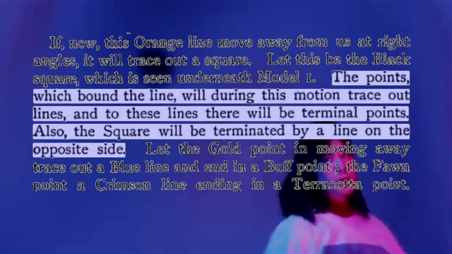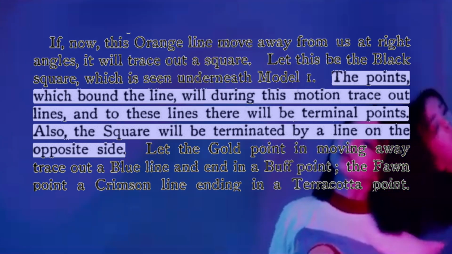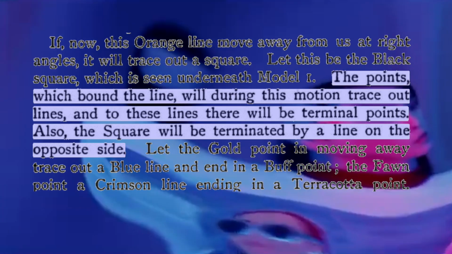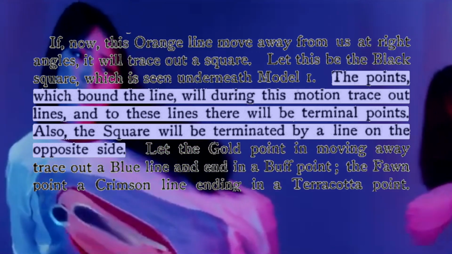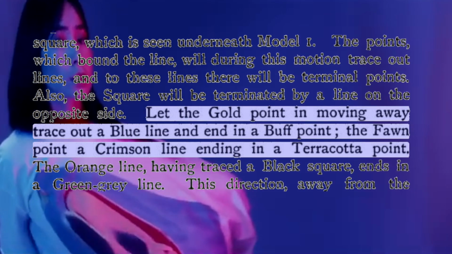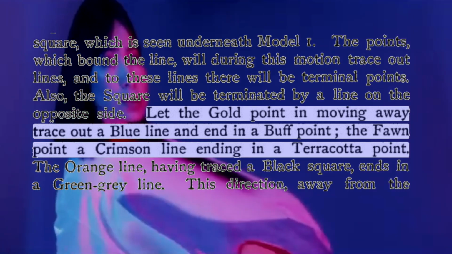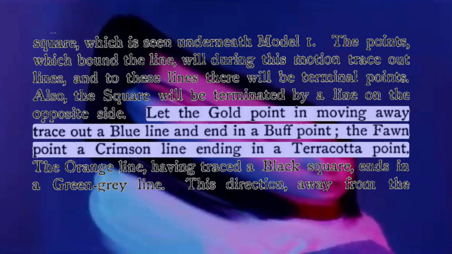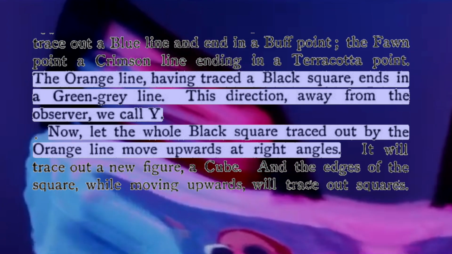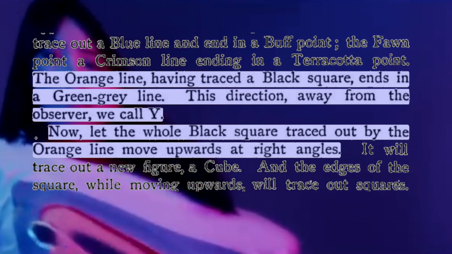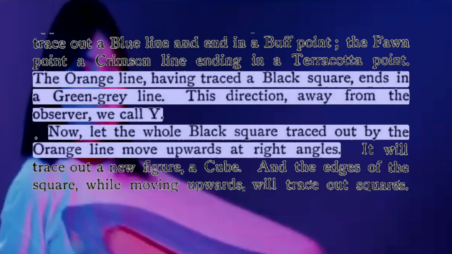The points, which bound the line, will during this motion trace out lines, and to these lines there will be terminal points. Also, the square will be terminated by a line on the opposite side. Let the gold point in moving away trace out a blue line and end in a buff point, the fawn point a crimson line ending in a terracotta point. The orange line, having traced a black square, ends in a green-gray line. This direction, away from the observer, we call y.